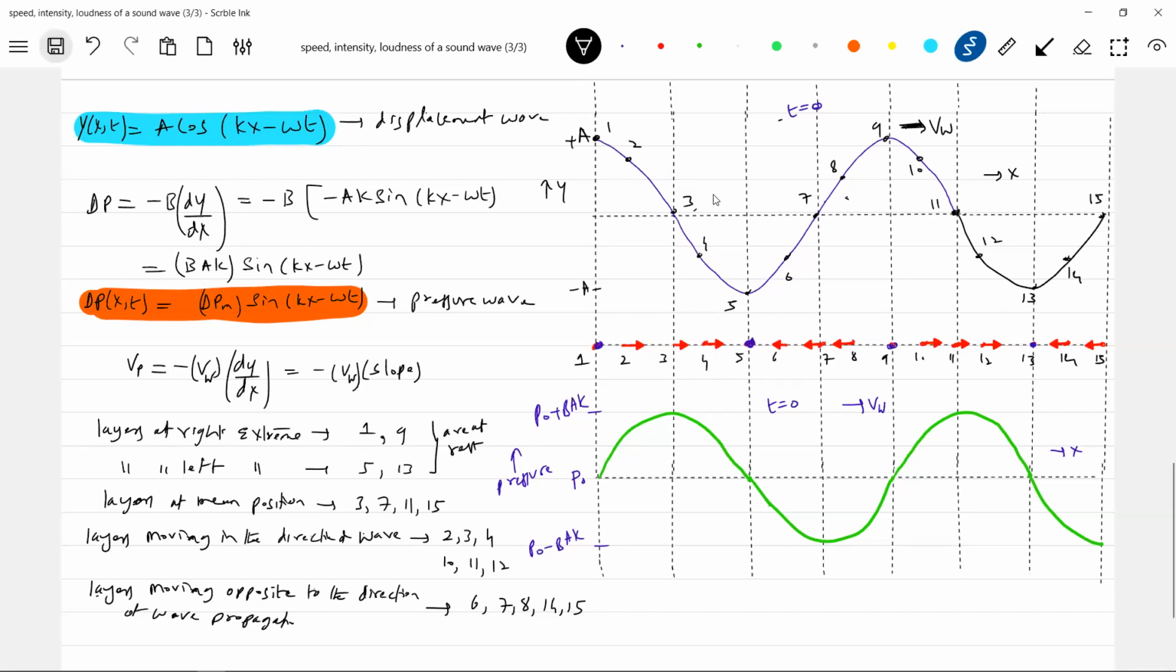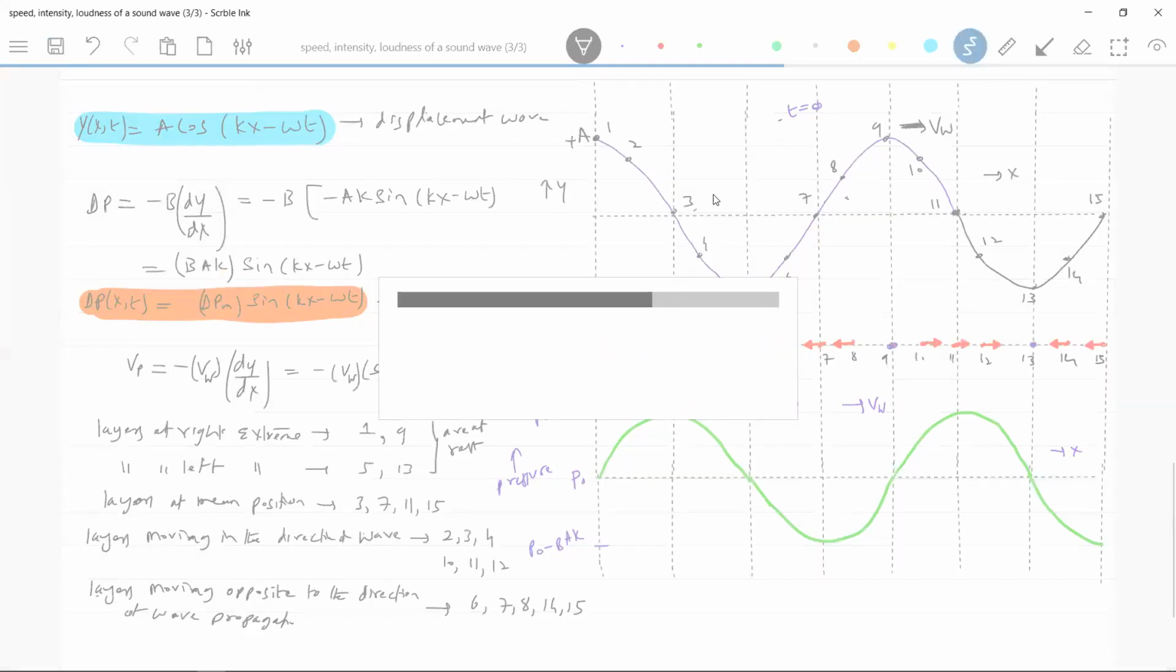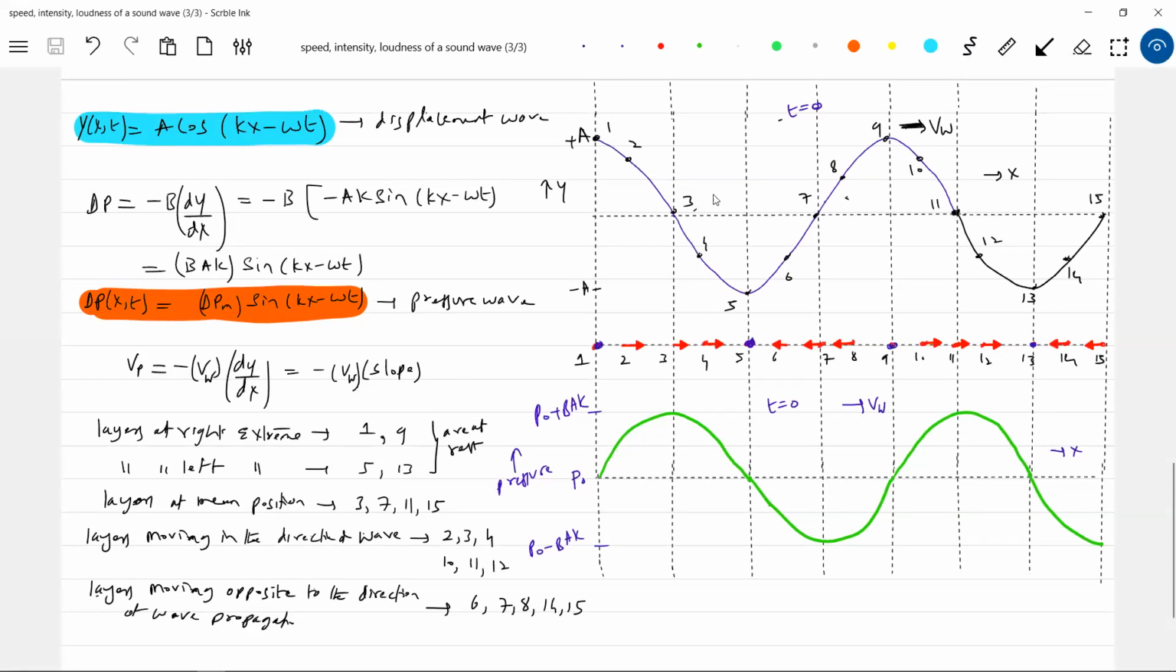Okay, got the idea now? So how to put this one? Now, sir, you said something about compression. What do you mean by compression? Where pressure is more than P naught, that's the compression. Now which layers are in compression? Where pressure is P naught, so don't look at here. You don't get any help from that. You should look at here now.